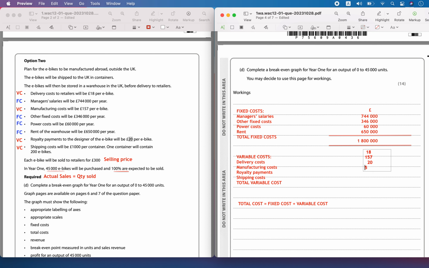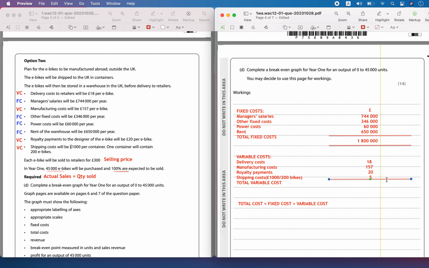So per container the shipping cost is 1,000 divided by 200 e-bikes. What is the cost per bike? For variable cost, that is per bike. For 200 bikes it is 1,000, so for one bike, what is the value? 1,000 divided by 200 bikes. Now this is the variable cost.